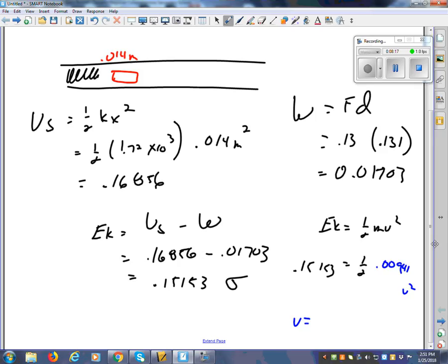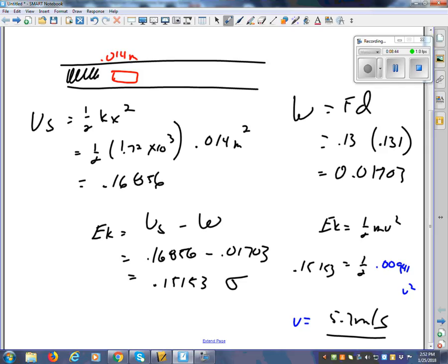So I'm going to take that number, multiply by 2, divide by 0.00941, and take the square root, and I get 5.7, I think. 5.7 meters per second. Now, oddly enough, when I did my original answer key, which I've lost, is there an answer key there? But I think there is.